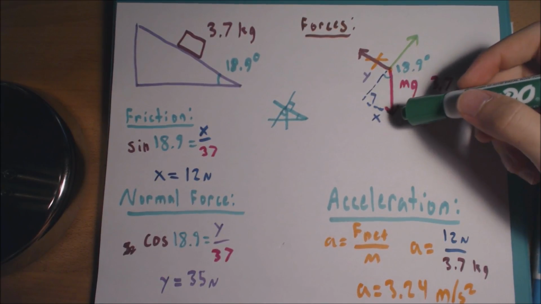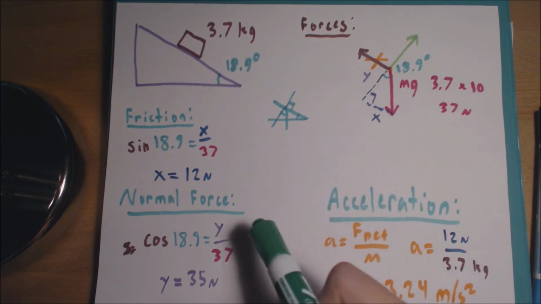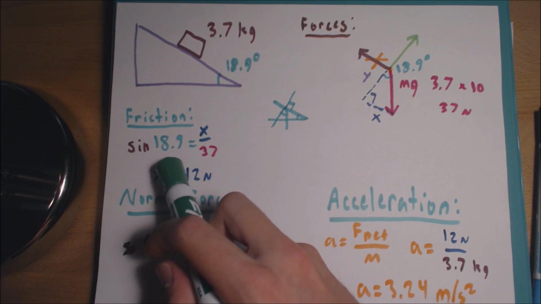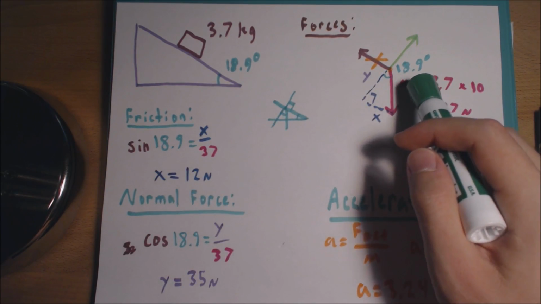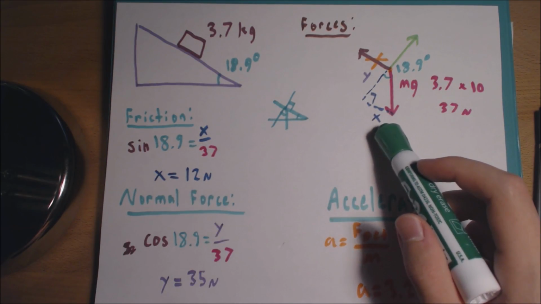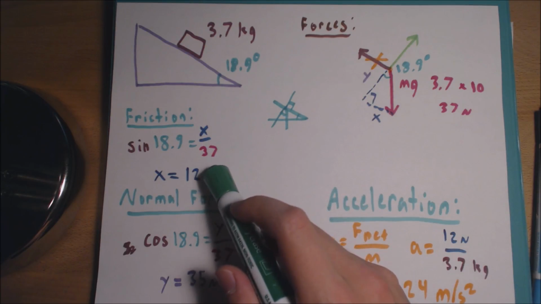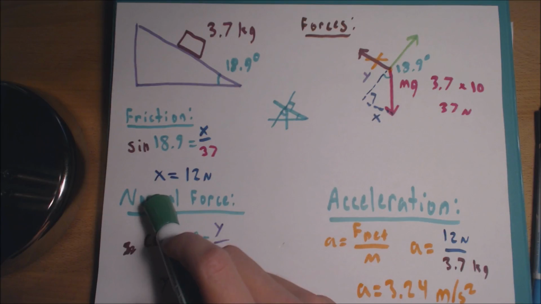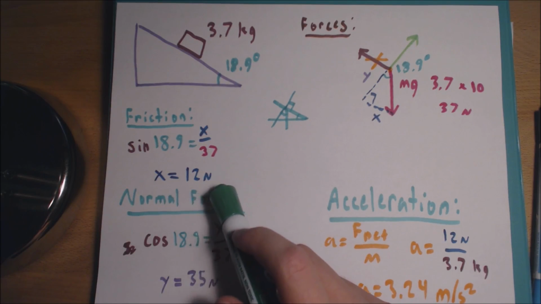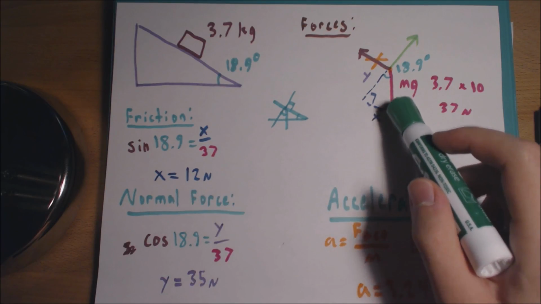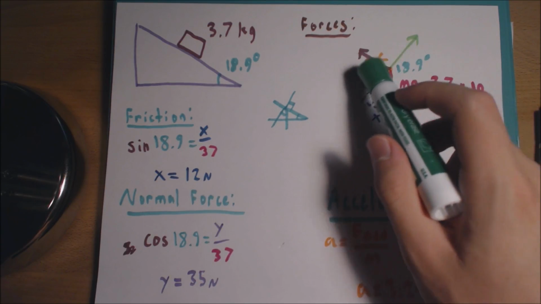In order to calculate x and y, we're going to use trig. So the sine of 18.9, our angle, is going to be equal to x, the opposite side, over 37, the hypotenuse. When we calculate that out, x is going to equal 12 newtons. So we know that 12 newtons is going to be equal to the friction on the block.